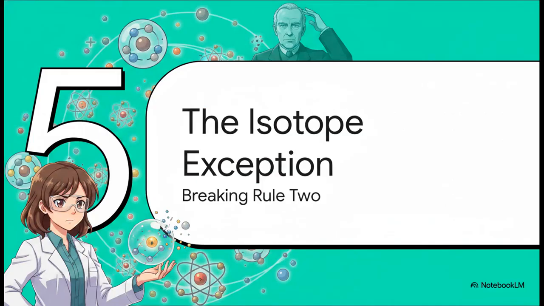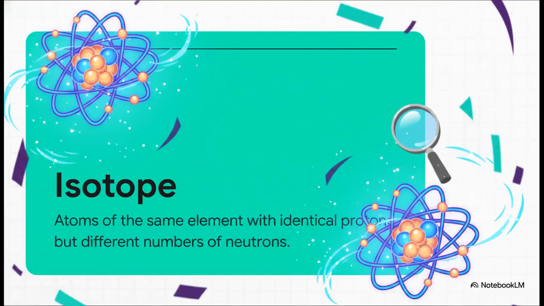Now for Part 5, the isotope exception, breaking Dalton's second rule. So, we've established that Dalton was totally wrong about atoms being indivisible. But unfortunately for his 1808 theory, he was also wrong about his second rule, that atoms of the same element are perfectly identical in mass. The culprit here is the isotope. An isotope is simply an atom of the same element that has the same number of protons, which, remember, is what gives it its chemical identity, but a different number of neutrons. And because neutrons carry actual physical weight, this results in the atoms having completely different masses.